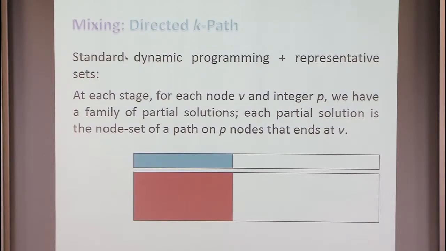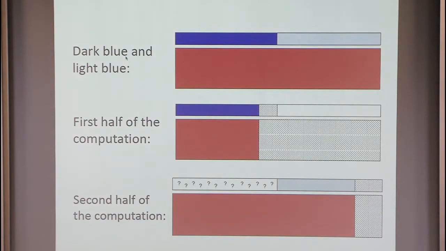If we want to use standard dynamic programming with representative sets as before, then you can see that the partial solution will look like this. This is the part of the path we already found, and white is what remains to be found. So in the illustration, this is a partial solution. Now assume that we also somehow obtain the partition of the blue part into dark blue and light blue, so that if there is a solution, the dark blue appears in the beginning of the solution and the light blue part appears in the end of the solution. At the end we will discuss how to actually obtain these red, blue, light blue, and dark blue parts. So assume that we are in this situation.